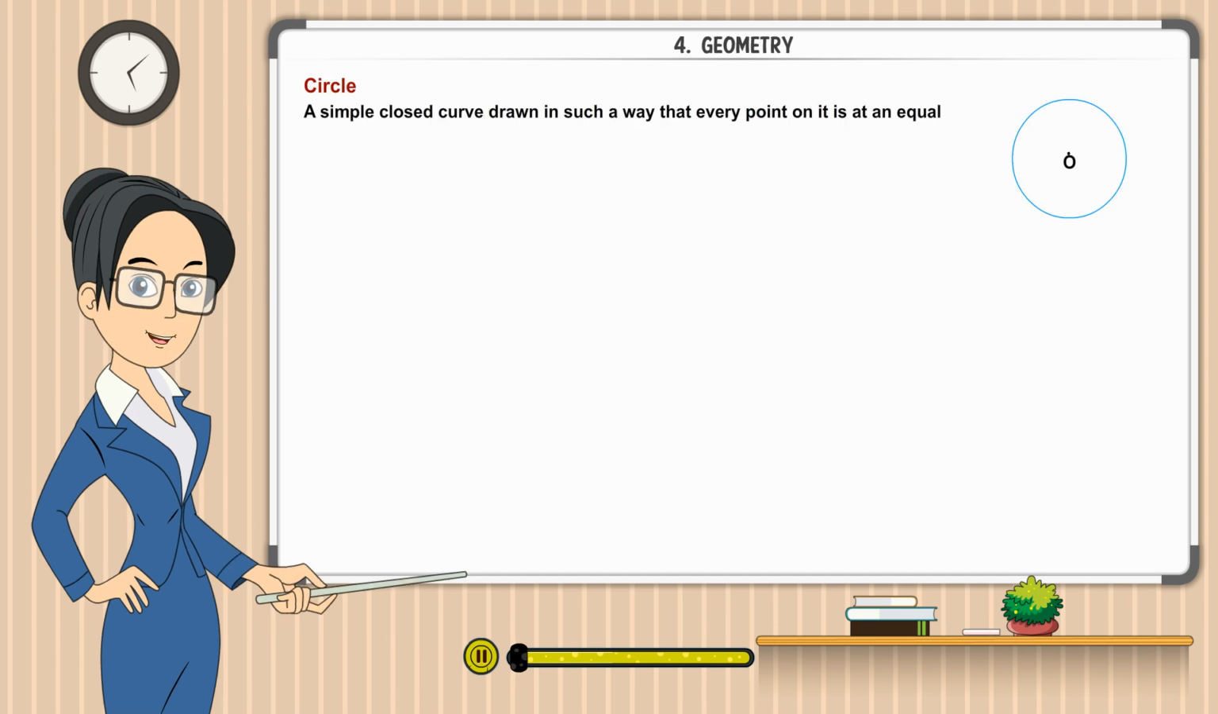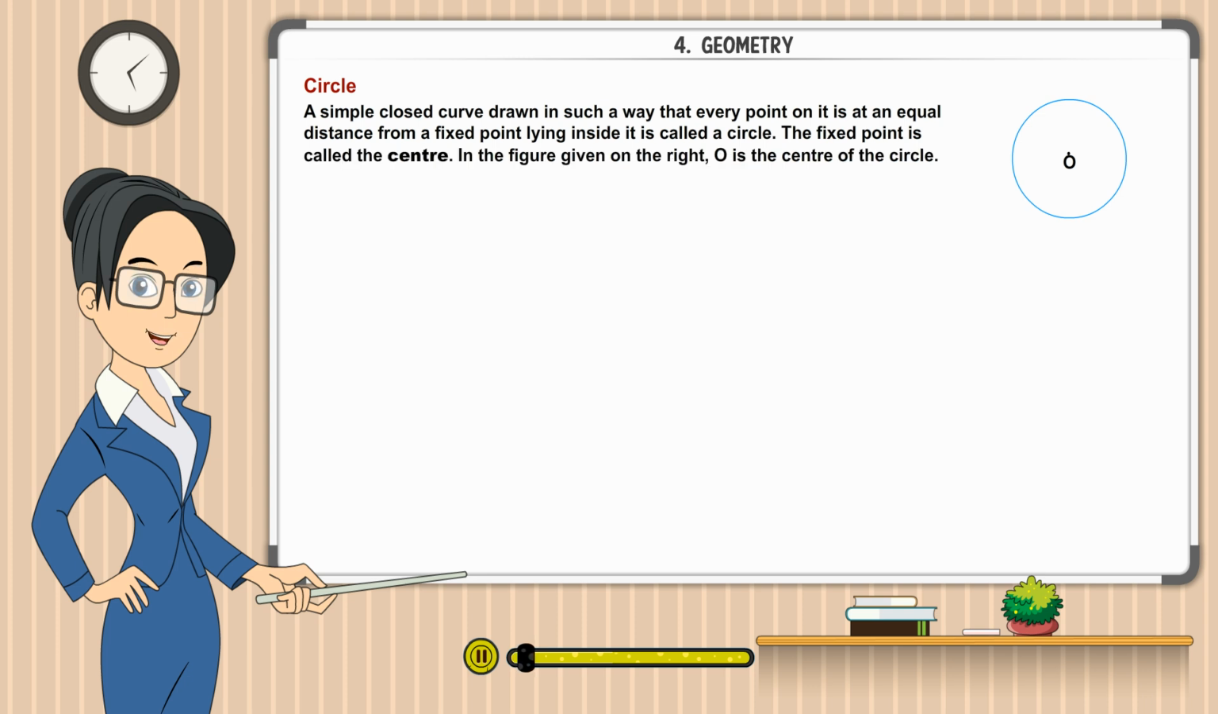Circle. A simple closed curve drawn in such a way that every point on it is at an equal distance from a fixed point lying inside it is called a circle. The fixed point is called the center. In the figure given on the right, O is the center of the circle.